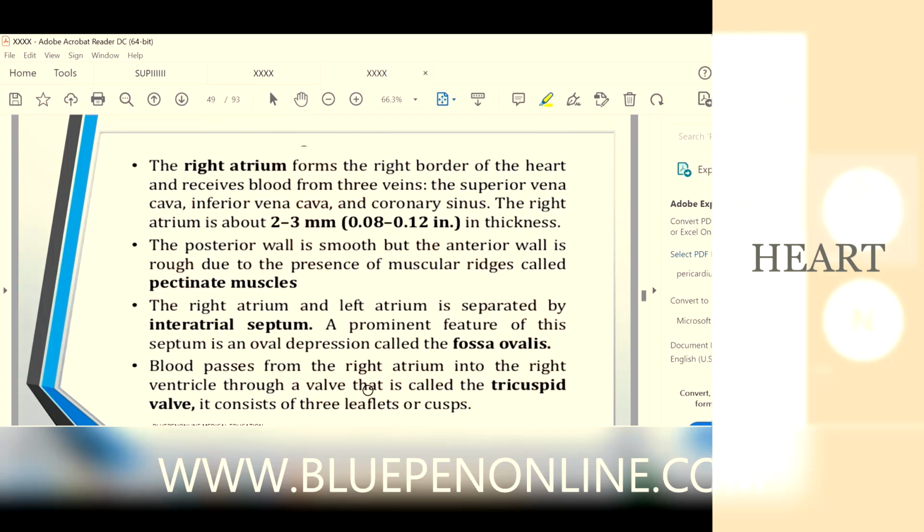And a prominent feature in the septum is an oval depression that is known as fossa ovalis. Then the blood passes from right atrium to right ventricle through a valve that is known as tricuspid valve. So it consists of 3 leaflets or cusps.